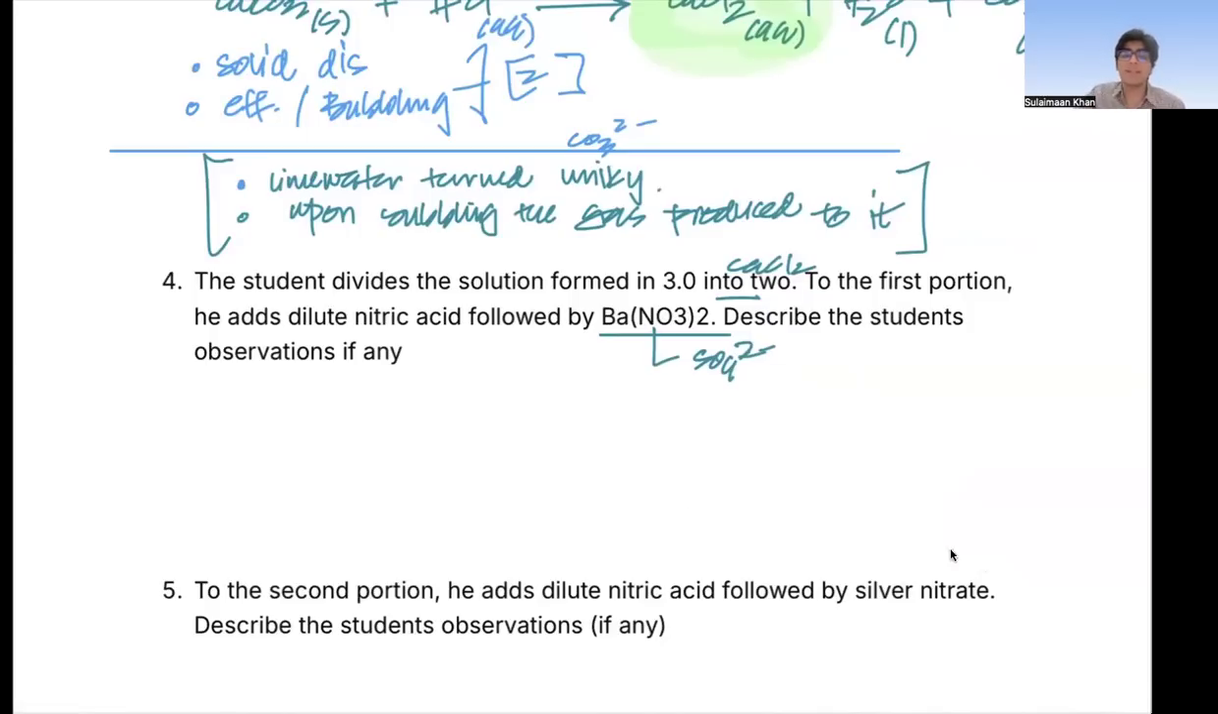Is there any sulfate ion present? It's calcium chloride. Where is the sulfate ion? There's no sulfate ion present. So what is the observation? There is no change. You don't write no observation, just say there's no change.